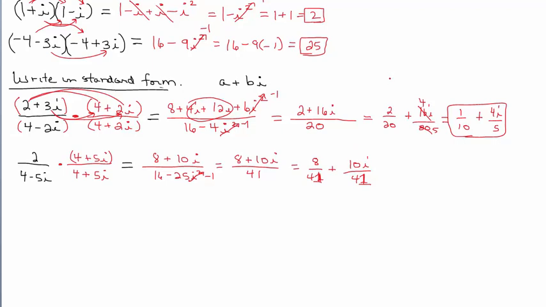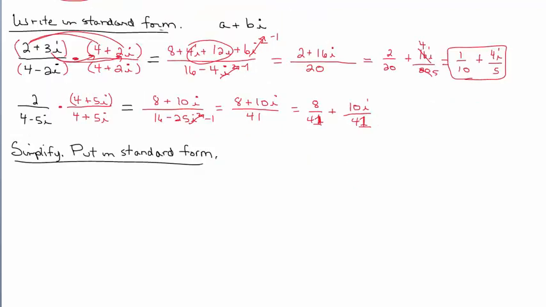So a couple of examples of writing in standard form when you're dealing with fractions and how you have to multiply by the conjugate to get i out of the denominator. Okay, one last objective. Hang in there. All right, the directions for this next set of problems is to simplify and put our answer in standard form. So let's take a look at two examples of which they're saying that we need to simplify.